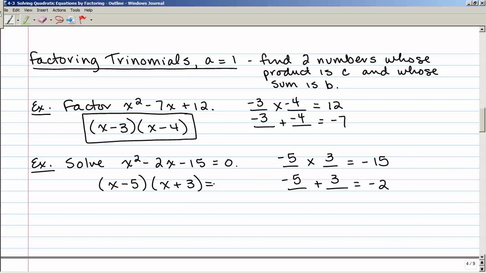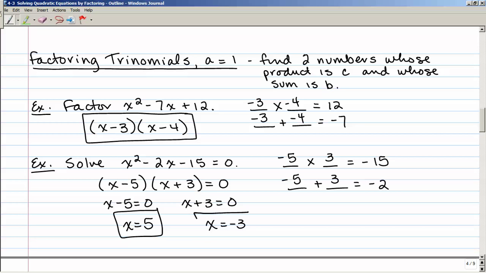So I've factored the left-hand side of the equation. And now I need to solve this. Set each one of those equal to 0. So x minus 5 equals 0. x plus 3 equals 0. Solve each one of those. x equals 5. And x equals a negative 3.